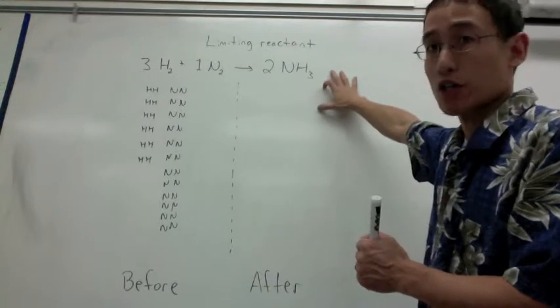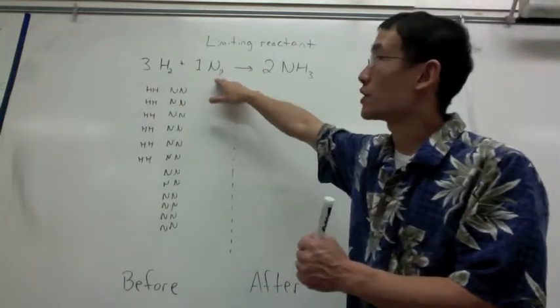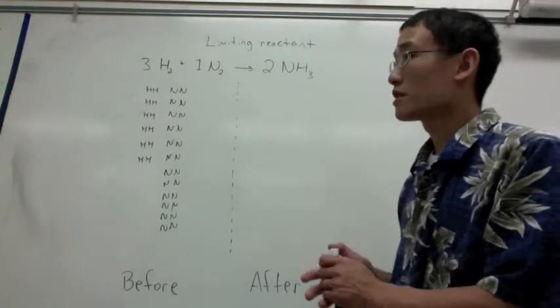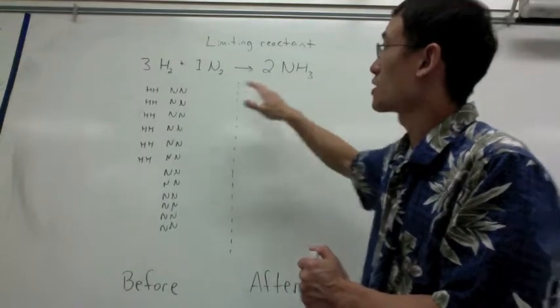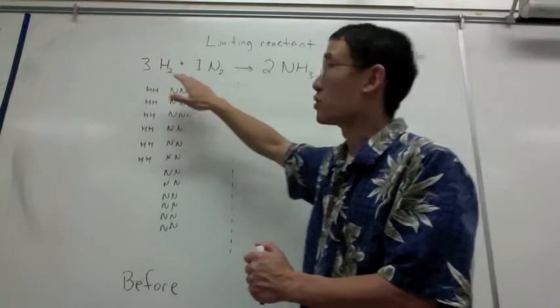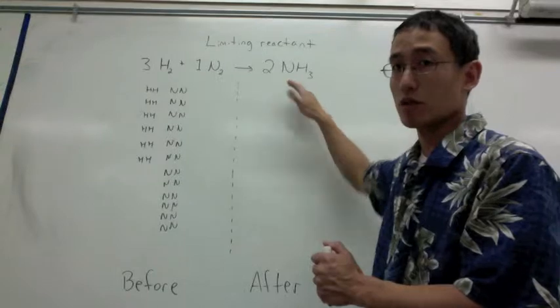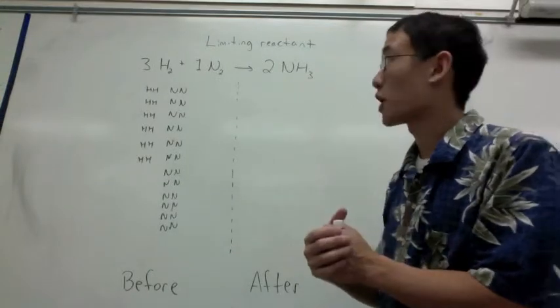Let's say I have a given equation here. This is hydrogen H2 plus nitrogen N2 forms ammonia, which is NH3. And typically, if you remember this equation, this tells me that three molecules of H2 will react with one molecule of N2 to form two molecules of NH3. So everything has to react in these ratios in order to get the molecules that you want.